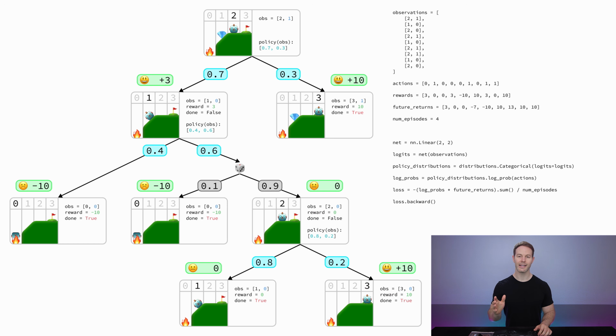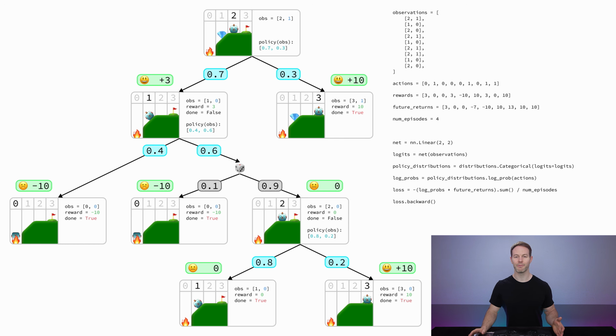And now we'll use this data to update our neural network. So let's imagine we have a neural network. In this case, it'll just be a simple linear layer. The input will be the size of the observation, which is just 2 values, and the output will be the number of possible actions, so 2, 1 for going left, 1 for going right. And now we'll take our list of observations and pass them through our neural network. So this is a batch of observations, and we're going to get out a batch of logits, which will be the input to the softmax function to get our probabilities.